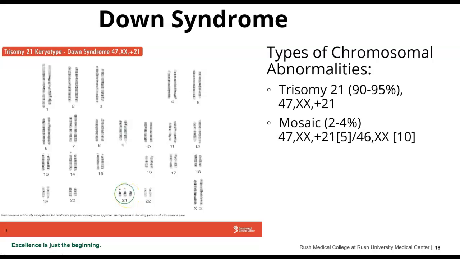2 to 4% are mosaic. That means that the conception started with 47 XX or XY plus 21, but in early embryonic development, one of those extra copies of the 21 is lost. And now, if only 5% of the baby's cells have plus 21, they'll probably have a milder phenotype. But if it's like 80% plus 21 and 20% not, it may or may not affect the phenotype.